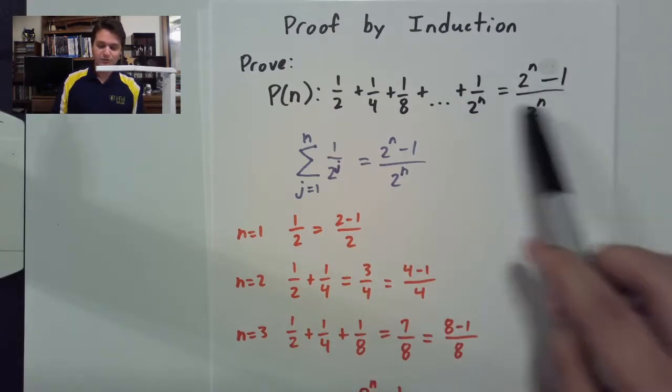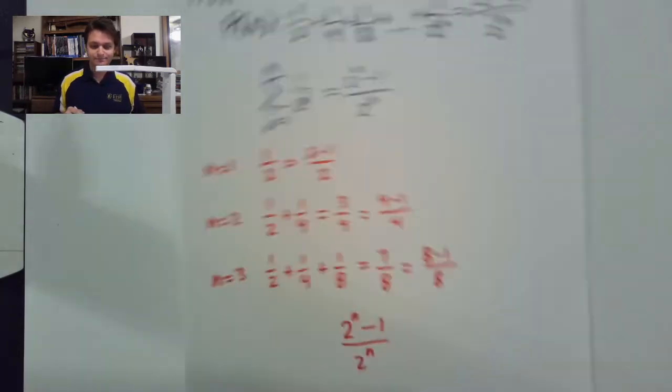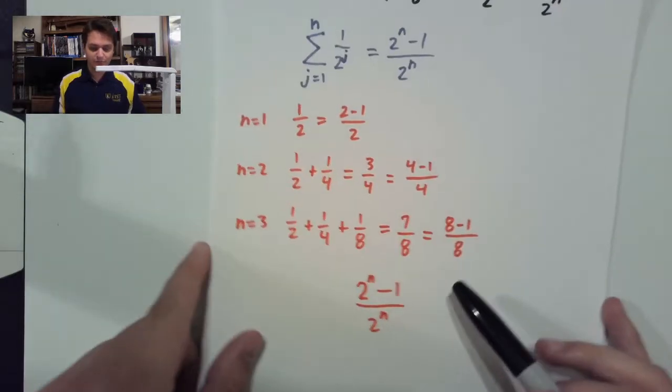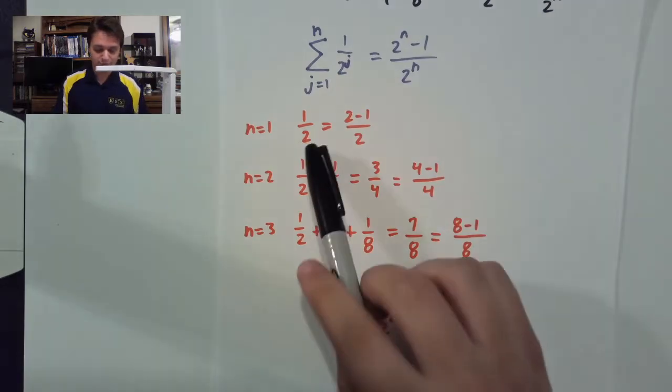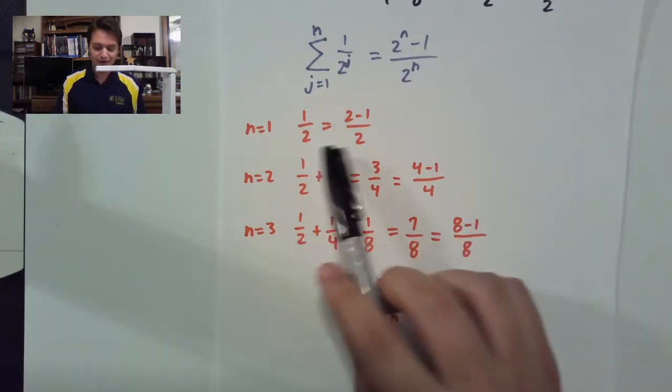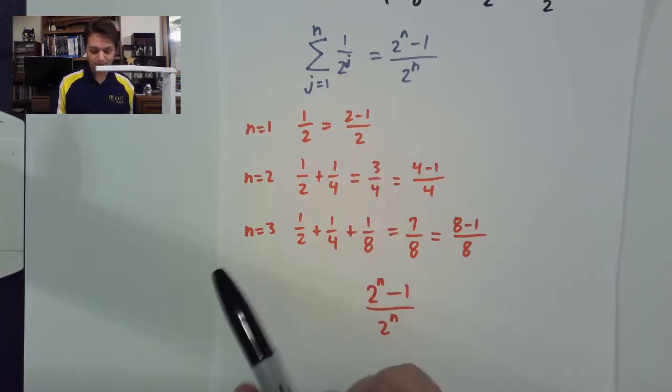And I always like to show where this right-hand side formula comes from. It's actually not that bad to see the pattern show up. If we start off with just one term, 1 over 2 to the power of 1, that's just 1/2, which can be rewritten as 2 minus 1 over 2. That's not so bad. Let's see it for the next one.